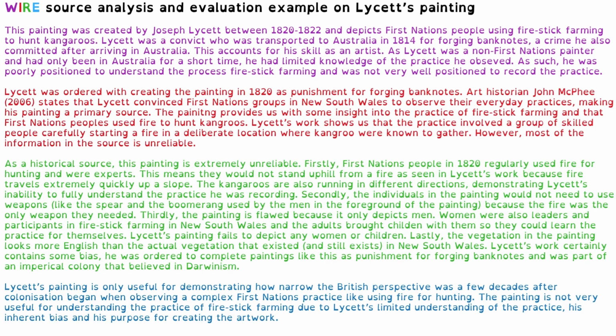He was ordered to complete paintings like this as punishment for forging banknotes and was part of an imperial colony that believed in Darwinism. So my evaluation. Lycett's painting is only useful for demonstrating how narrow the British perspective was a few decades after colonisation began when observing a complex First Nations practice like using fire for hunting. The painting is not very useful for understanding the practice of fire stick farming due to Lycett's limited understanding of the practice, his inherent bias, and his purpose for creating the artwork.